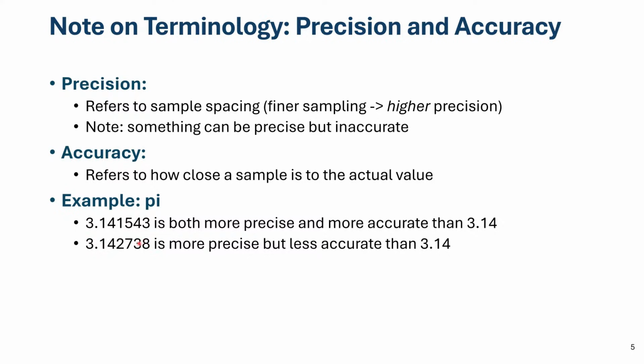Now, the second line is an example of where we are more precise because we do have more decimal digits after the decimal point. So again, we more finely sample the real number line. But in this case, it is a less accurate approximation of pi than just 3.14. Because actually, I think that is correct. Yeah, it's further away from the real pi value than just 3.14 would be. So that's the distinction between precision and accuracy.